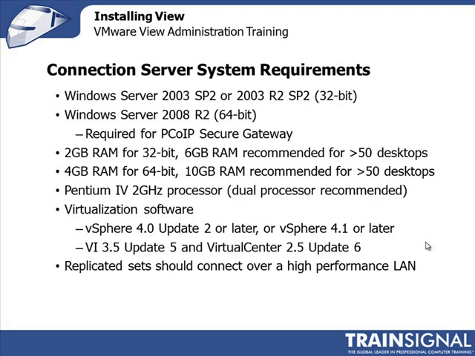If you're planning on using replica servers to provide high availability and load balancing across your connection servers, you need to make sure to place them together on a high-performance LAN. This is because the LDAP database that replicates between the servers needs to be able to replicate in real time. So it's not a good idea to place them in different sites across a low-speed WAN connection.